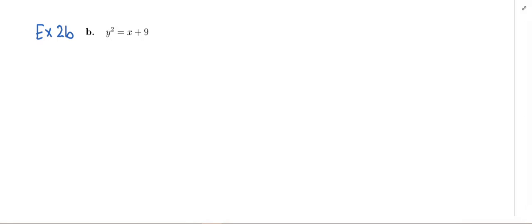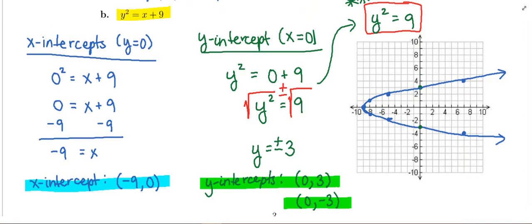Okay, so at the bottom of page 3, there is our equation, y squared is equal to x plus 9. We graphed it out. You can see the graph there. So let's discuss the type of symmetry we observe from the graph here. Okay, so let's first take a look at x-axis symmetry.